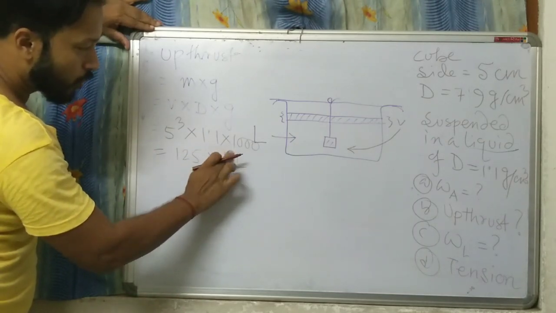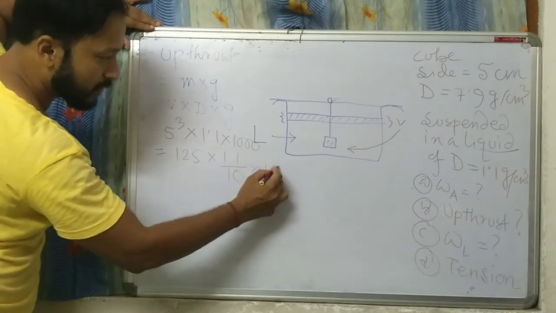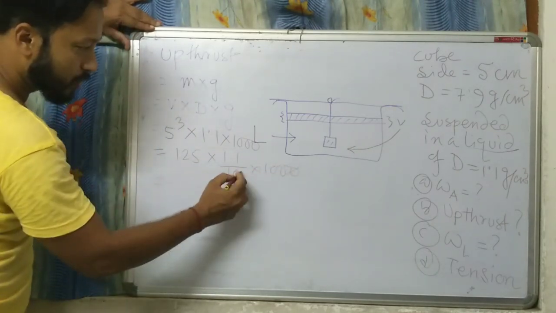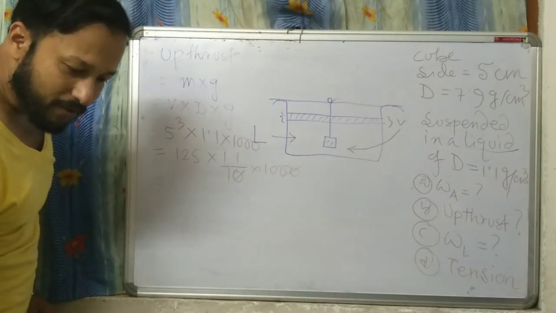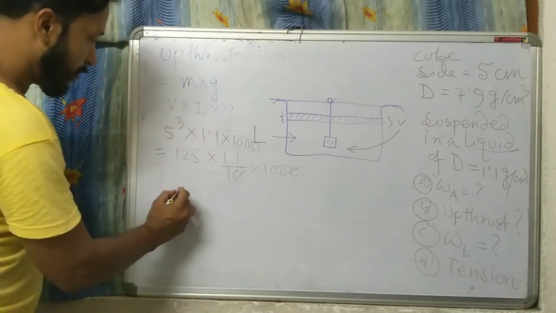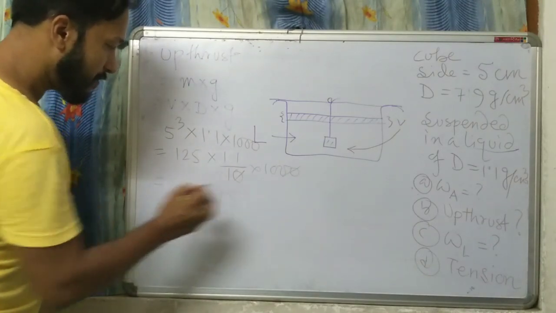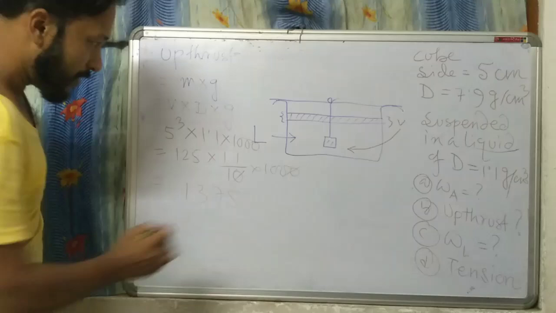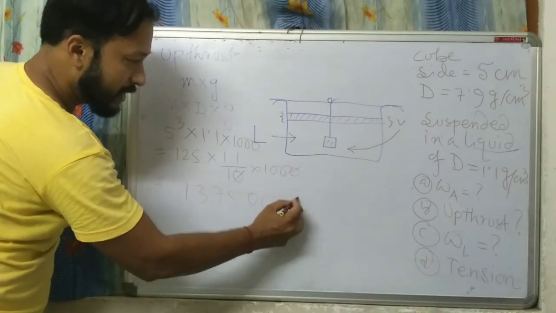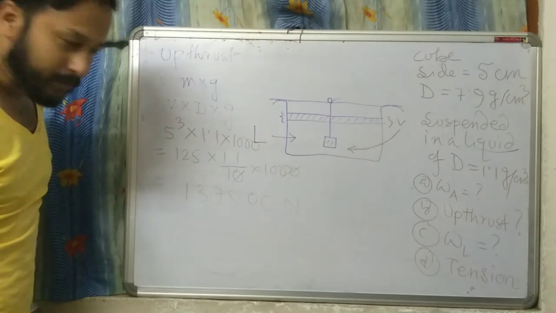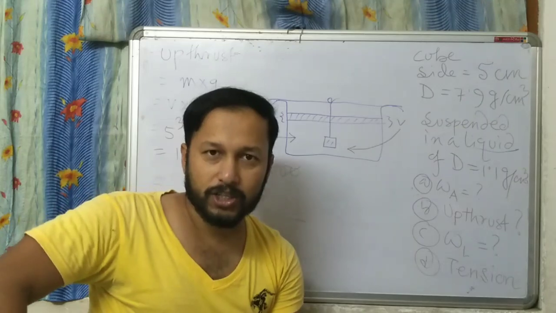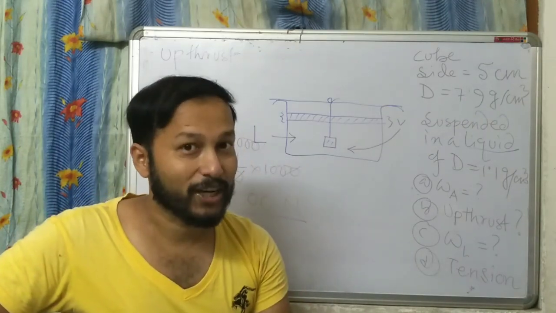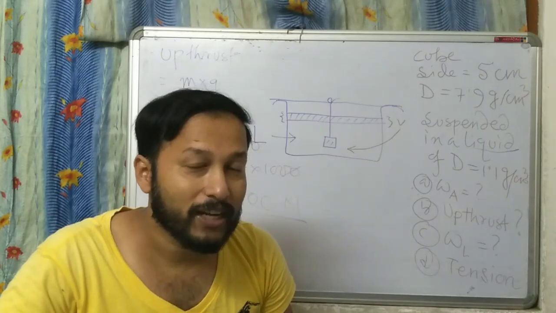That is, I am writing not point, that 10 into 1000. Okay, 0 0 cancel. 125 into 11, 125, 125, 5, 1375. 1375 00. Yes, this is Newton. Understood? So this is the upthrust.